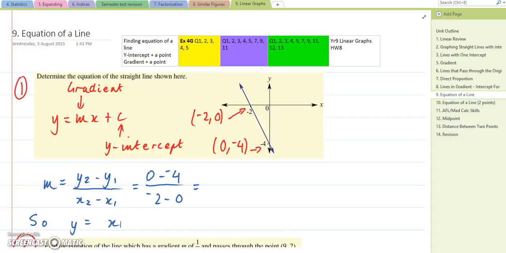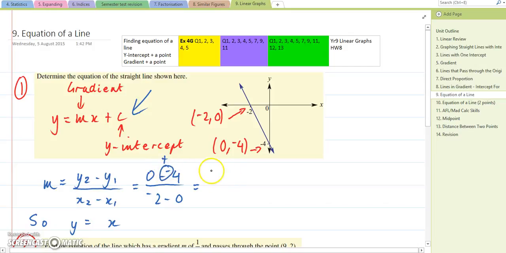Lesson 9 and 10 here, equation of a line. We're going to try and do 2 in 1, so hopefully this doesn't go forever. We've already looked at linear equations, finding the gradient, and that the c value in this form is the y-intercept. To find the gradient, we've got our 2 points on the graph on the right, and we can use our y2 minus y1 over x2 minus x1 method.